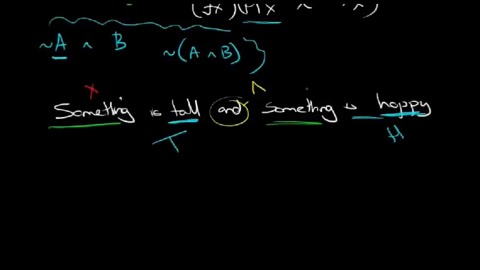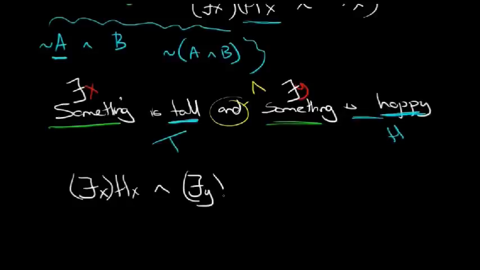So we'll use an x and we'll use a y. And how are we going to write that? Again, something that clues us in that it's going to be an ex, and again something ey. So we just have, there exists an x such that x is happy, and there exists a y such that y is tall.